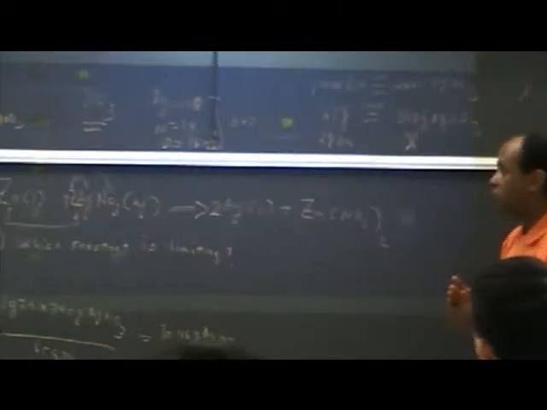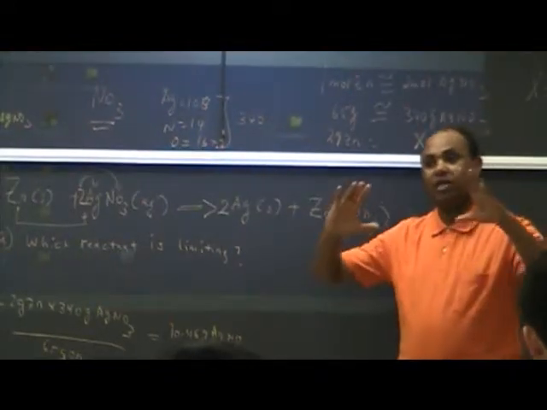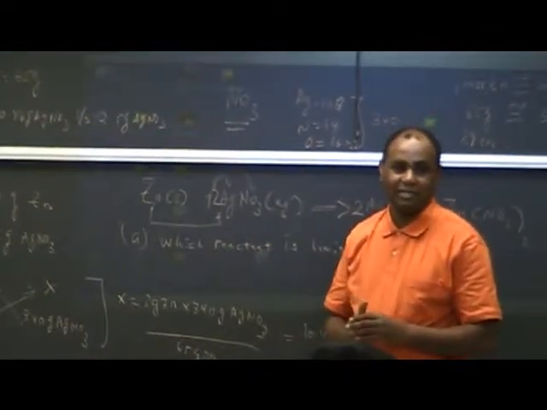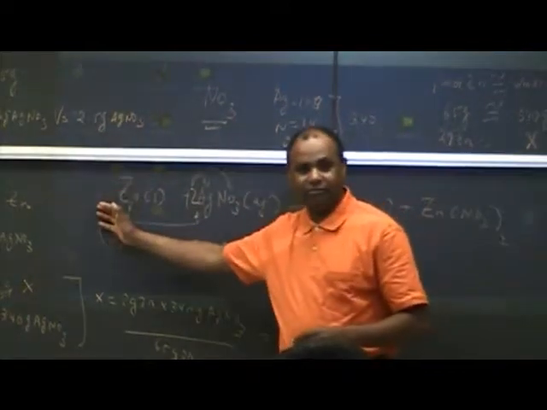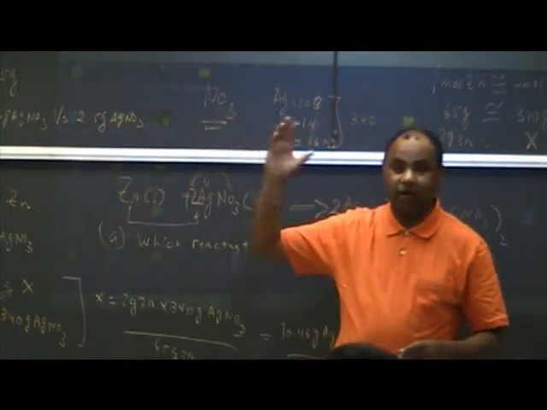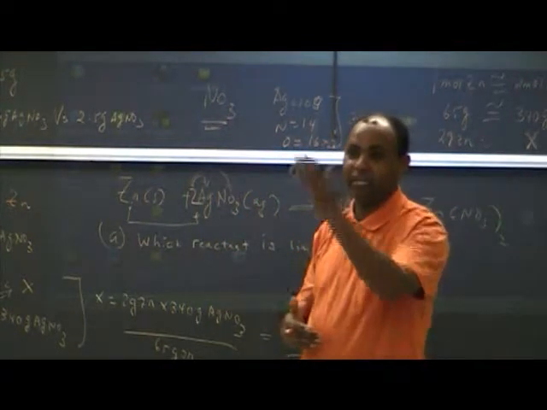If 2.5 grams of silver nitrate is a limiting reactant, everything is based on silver nitrate. The amount that is produced is not based on zinc. Now, again, I want you to go back to the idea of slice of cheese and bread.